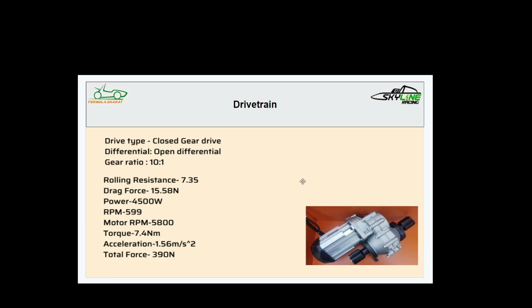For the drivetrain, we have selected a closed gear open differential drive, with a gear ratio of around 10:1. These are the other figures. Resistance 7.35, power is 4500 watts, wheel RPM is 600, motor RPM is 5800. We are getting a nominal torque of 7.4 Newton meters, the acceleration is 1.56 meters per second squared, and the total force is 319 newtons.